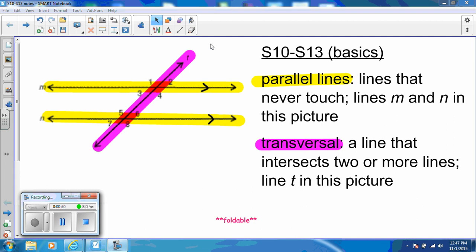And this is just some basics that you'll need for these four standards, and also standard 14 when we get to it. At the bottom of the page, if you ever see foldable, that means there is a box for it on your foldable that you can draw a picture in and put the definition on. So this is one of those boxes on your foldable.